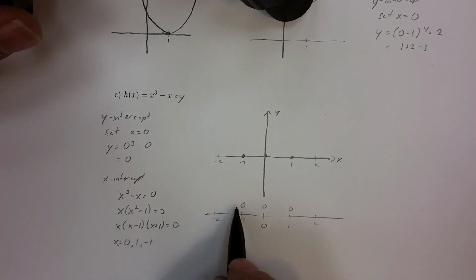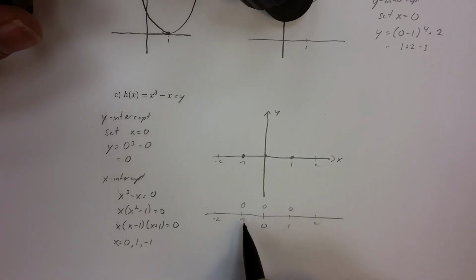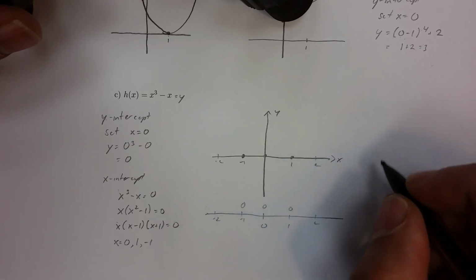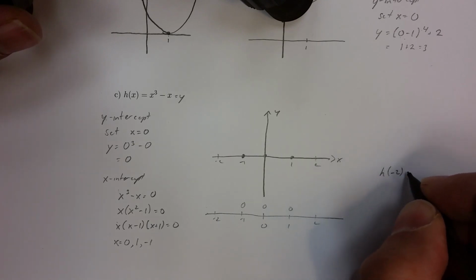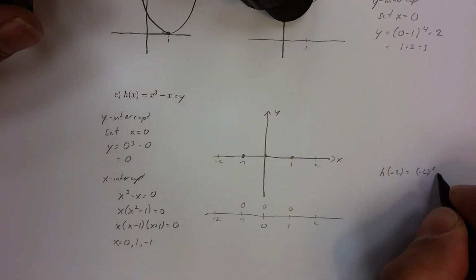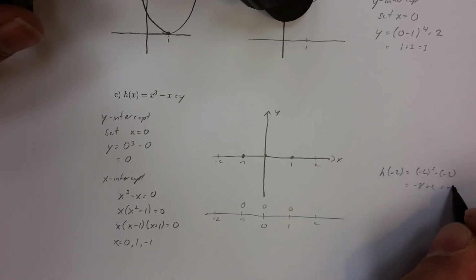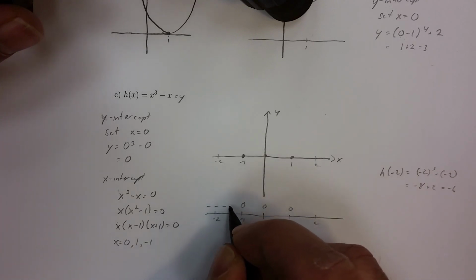We've broken the real line down into 4 parts. The part to the left of minus 1, the part between minus 1 and 0, the part between 0 and 1, and the part to the right of 1. All we have to do is plug in a value in each part to see whether it's positive or negative there. So let me plug in a value to the left of minus 1. So h of minus 2 is equal to minus 2 cubed minus minus 2. And this works out to minus 8 plus 2, which is equal to negative 6. So it's negative over here.